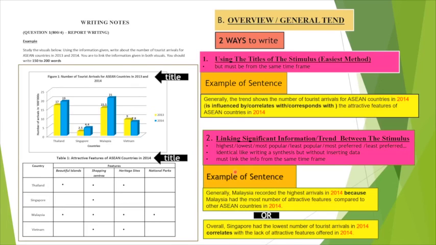Okay, this is how you write your overview using the second method, that is linking significant information between the stimulus. That means you link. The first method, you link the title, but make sure time frame must be the same.